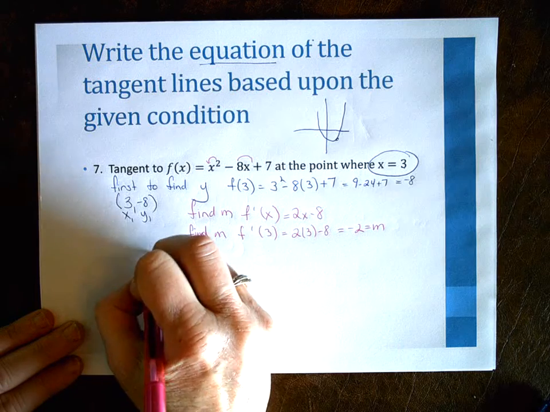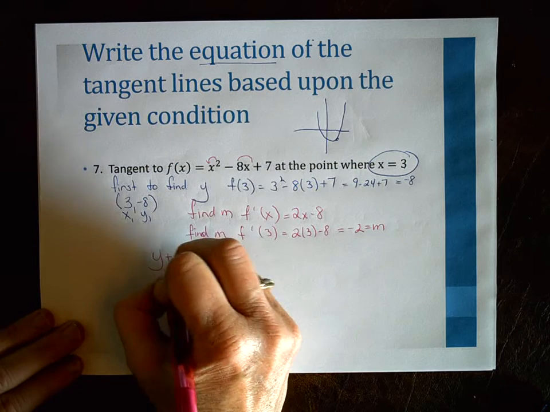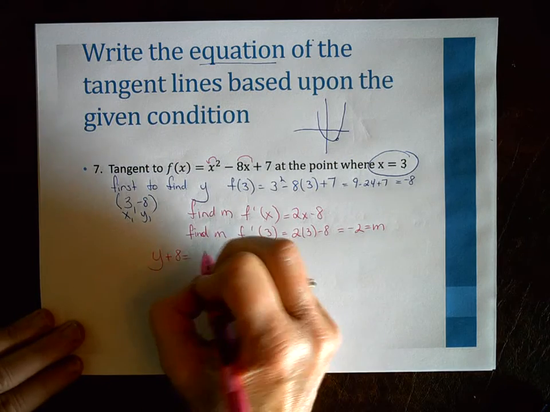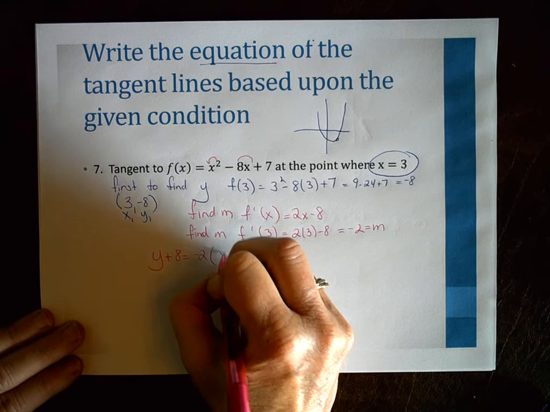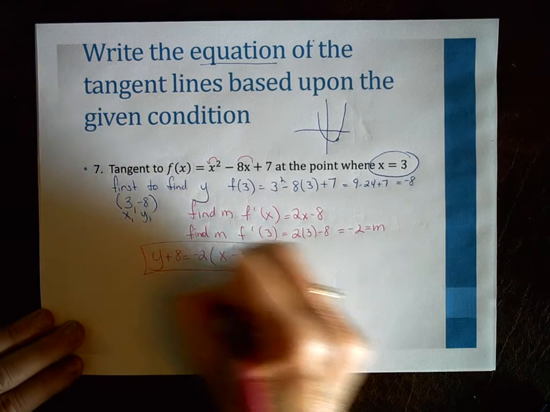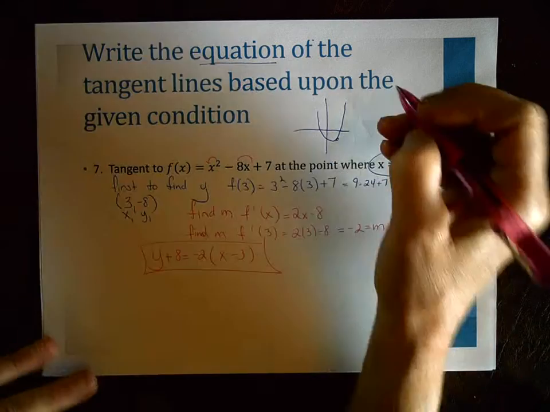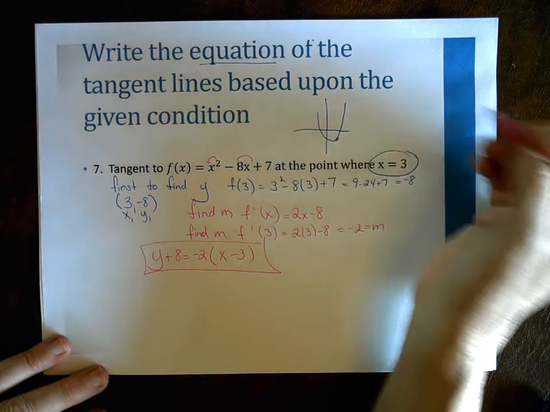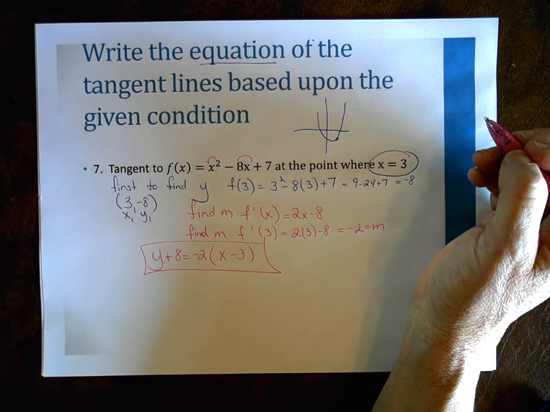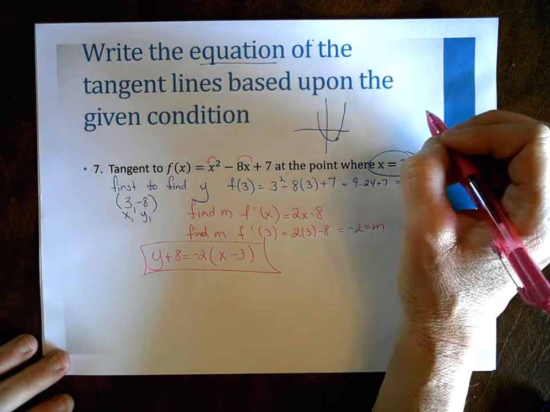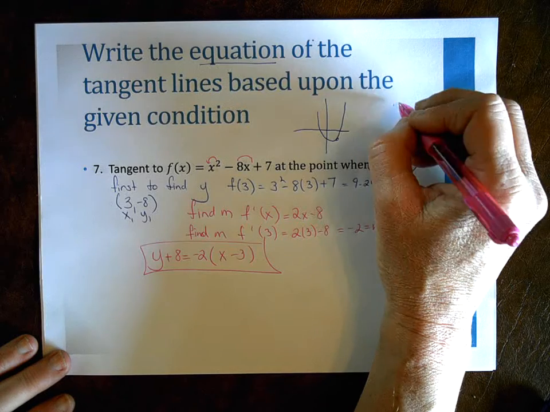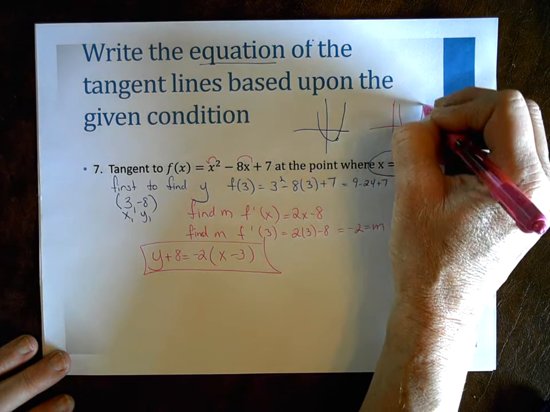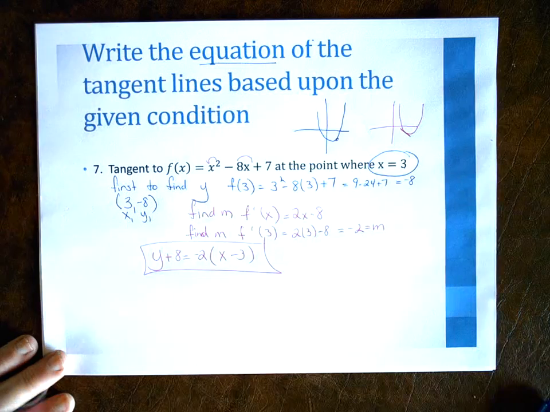So y minus y1, so y plus 8, equals -2 times x minus 3. Now your m doesn't always have to be negative. And that graph's probably pretty bad, but it'd actually be a negative graph. That graph's pretty bad. Sorry. Or actually our x-intercepts would have been here, and right here. Okay?